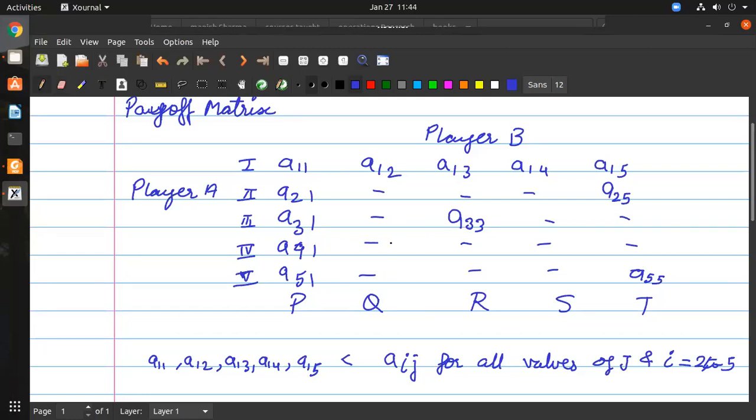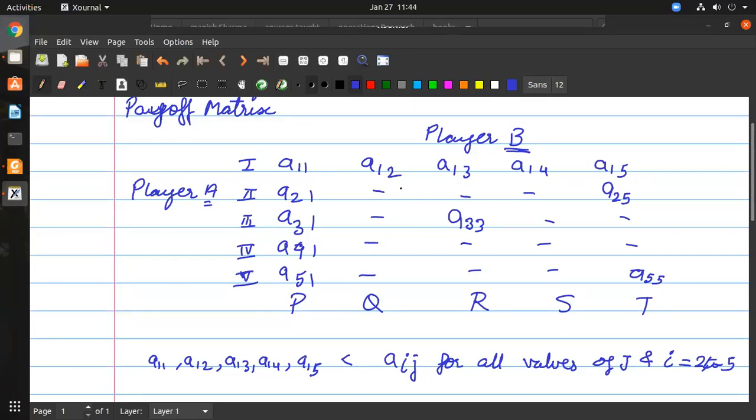What I have done here is, in order to name these strategies, I have used 1, 2, 3, 4, and 5 for player A, and for player B, it is P, Q, R, S, T. Just to name them. There is no need of naming it. Just for better understanding, I have named them. But if it is creating confusion, we can eliminate them.